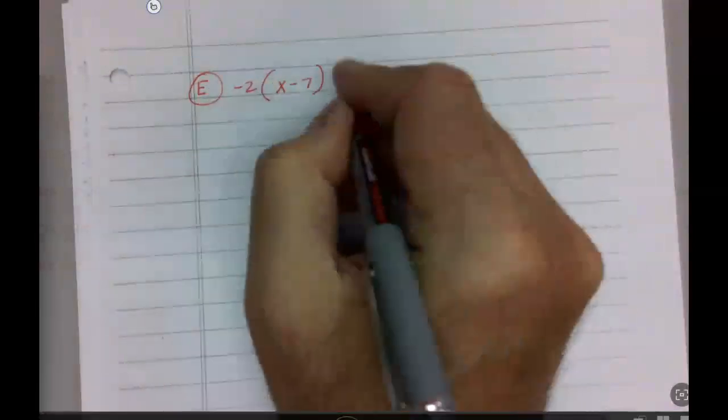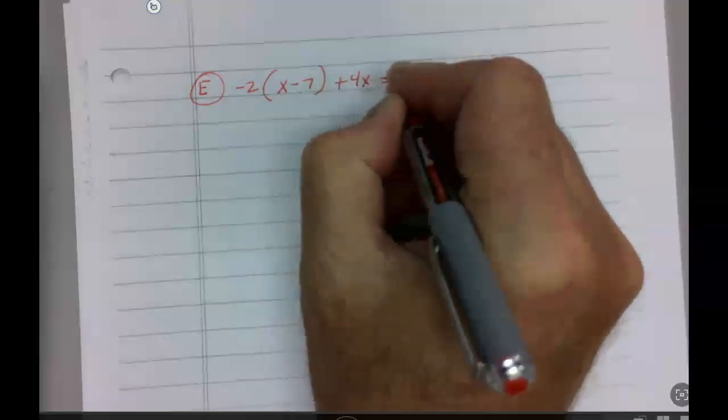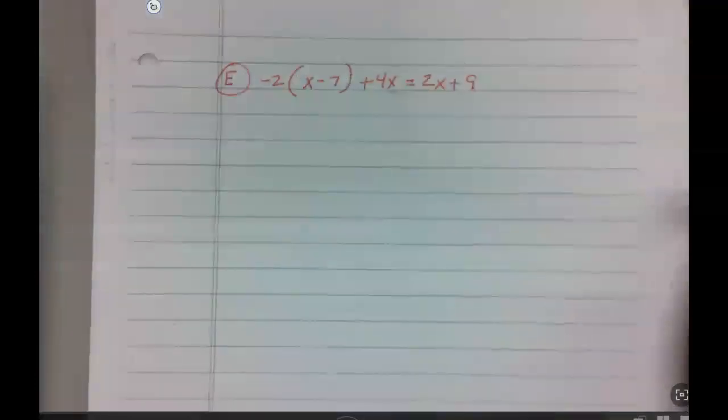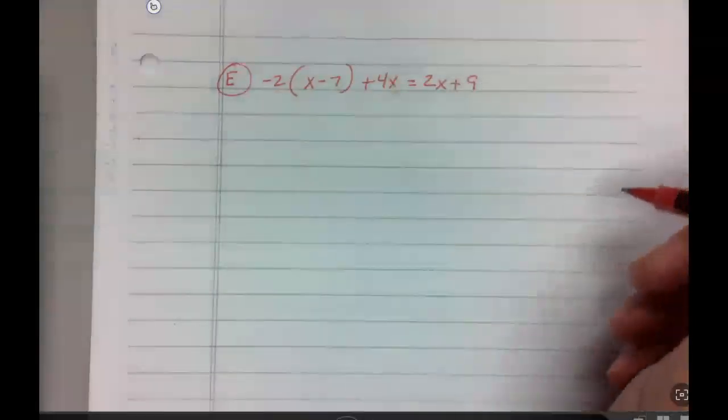Okay, letter E. So I have negative 2 times x minus 7 plus 4x equals 2x plus 9. Okay? Brady, what do we have to do first on this one? We have to combine our like terms. We have to do the distributive. Yeah, we have to distribute. When you see parentheses, you have to distribute. Okay, so I distribute there.